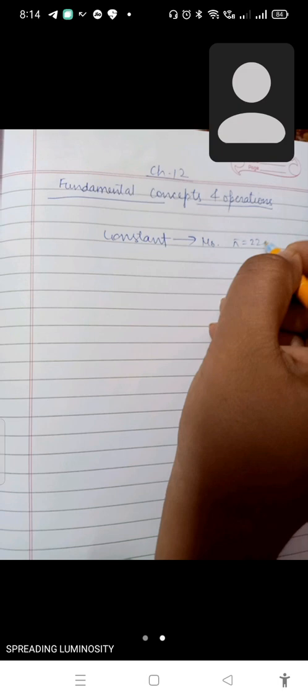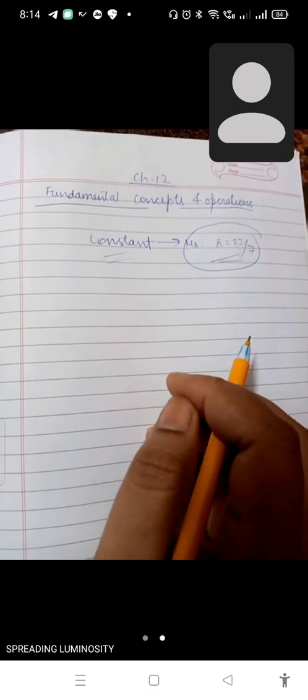Constant means whose value never changes, like the numbers 1, 2, 3, 4, 5, 6. These values never change. Pi, the value of pi is 22/7. The values which never change are called constant.